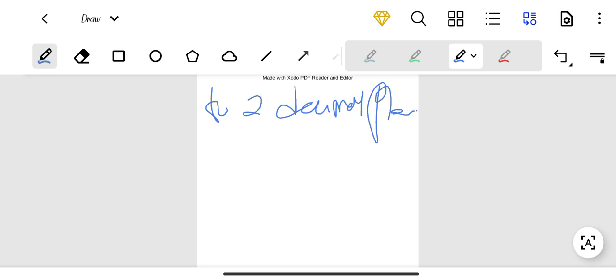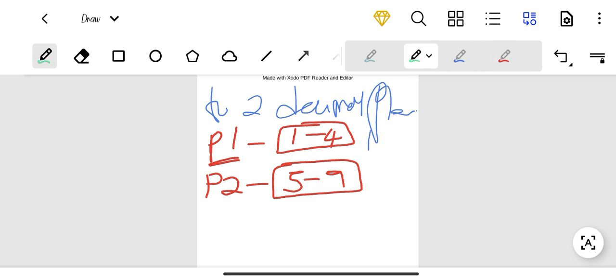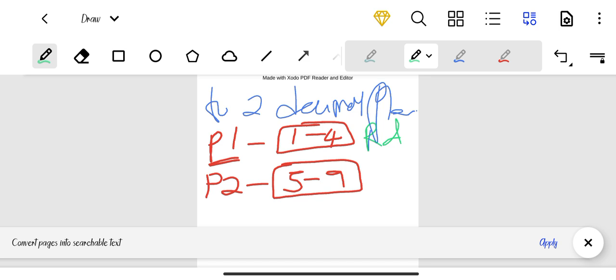It means that you are dealing with numbers that have commas in them. And it is also important to note that we'll also look at P1 and P2. What does P1 say? It says that we are looking at numbers between 1 to 4. P2 says that we look at numbers between 5 to 9. So if it is P1, remember we round down. So let me change my color. So we round down. If it is P2, we round up.